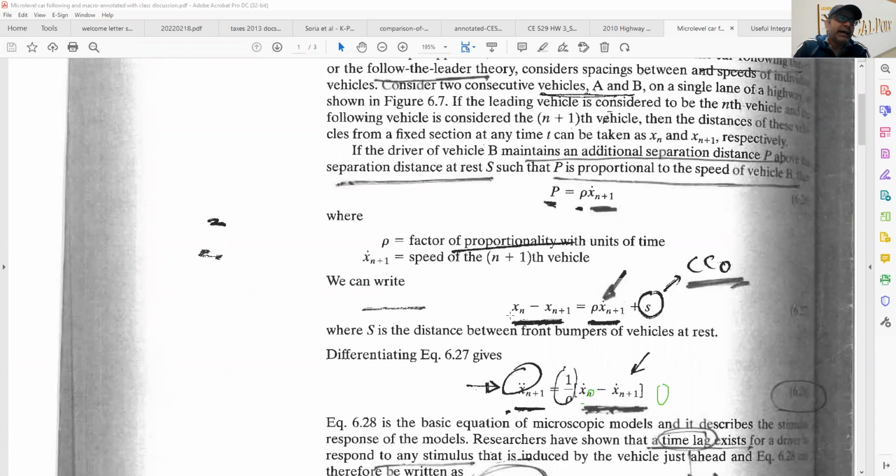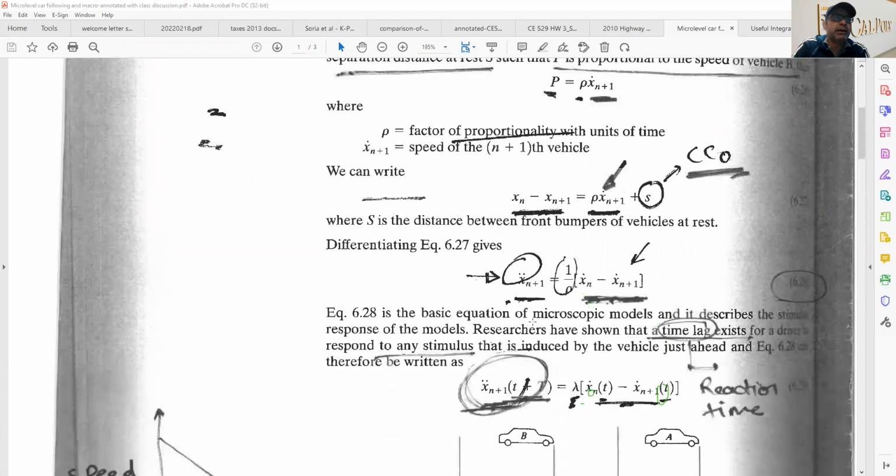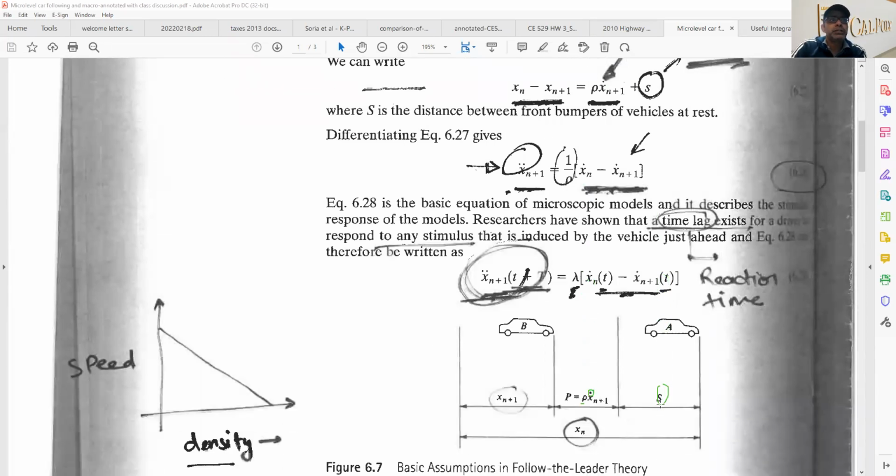So if you want to write that as a position difference, the position differential between xn and xn plus 1, or xn minus xn plus 1, in this case would become S plus rho times xn plus 1 dot.